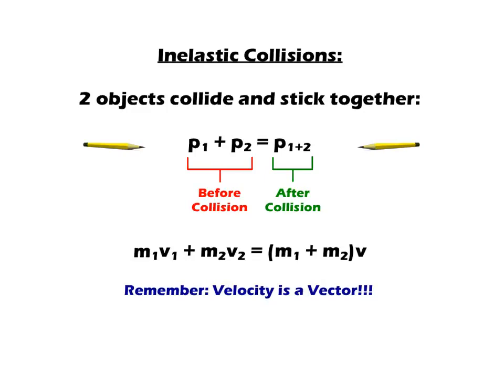Now, because velocity can go either direction, it could be positive or negative depending on if things are moving towards or away. So you have to note that and decide which way you want to call positive and which way you want to call negative while you're plugging in your values on any word problem.